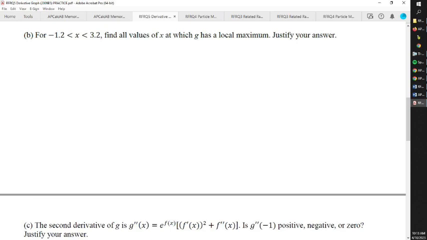All right, so for letter B, we're in this interval. It says find all the values of x for which g has a local maximum.